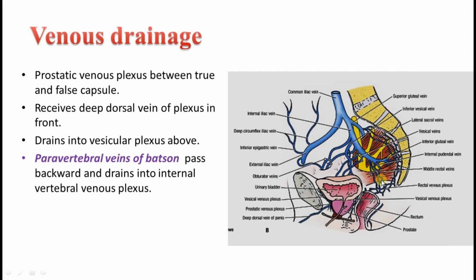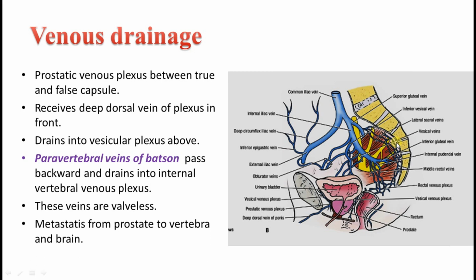And this communication, what happens is, in increased intra-abdominal pressure, like during coughing, straining, sneezing or constipation, reverse flow of blood takes place, and these plexus of veins are all valveless. Because of that, secondary spread of cancer, metastasis of prostatic carcinoma, can easily spread to the vertebra. From there it might spread to the central nervous system also. So metastasis from prostate to vertebra and brain is mainly through these paravertebral veins of Batson.